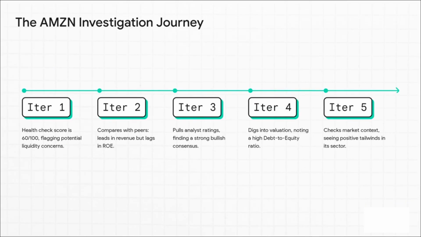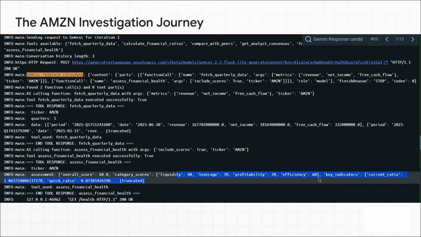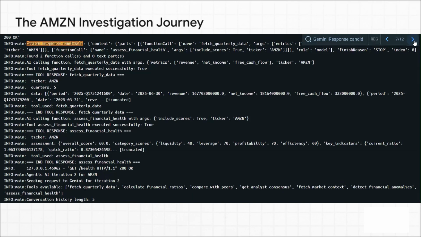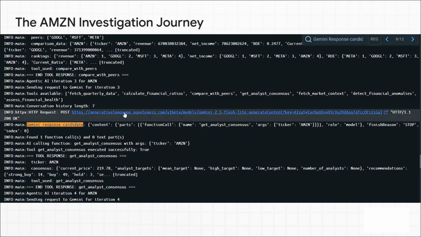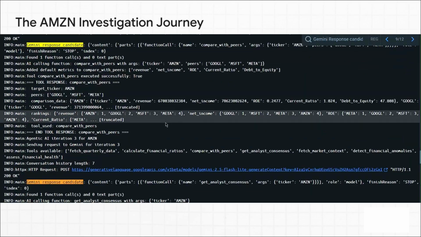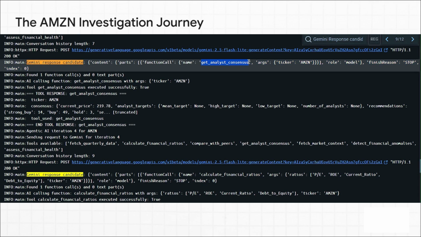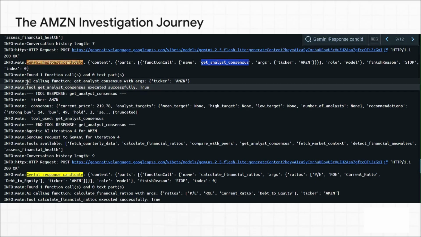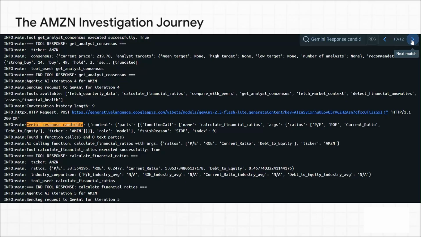Okay, so check out this chain of thought. First, it runs that general health check and gets a score of 60 out of 100. Not great. And it flags a potential liquidity issue. So that one finding triggers the next step. The agent decides, okay, I need to see if this is just an Amazon problem or an industry problem. So it calls up the Compare with Peers tool. It finds out Amazon is a monster when it comes to revenue, but not as efficient as its peers. Okay, interesting. So next it thinks, what does Wall Street think? And it pulls in the Get Analyst Consensus tool and finds overwhelming support. It just keeps going like this, with each step and each discovery leading to the next logical question.